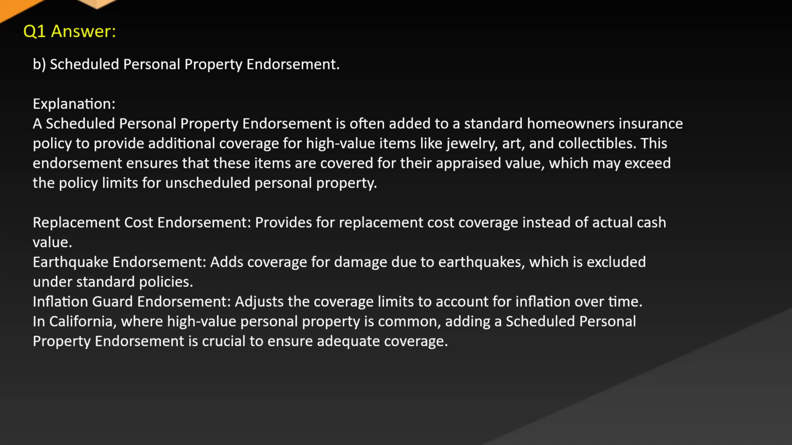personal property. Replacement cost endorsement provides for replacement cost coverage instead of actual cash value. Earthquake endorsement adds coverage for damage due to earthquakes, which is excluded under standard policies. Inflation guard endorsement adjusts the coverage limits to account for inflation over time. In California, where high-value personal property is common, adding a scheduled personal property endorsement is crucial to ensure adequate coverage.